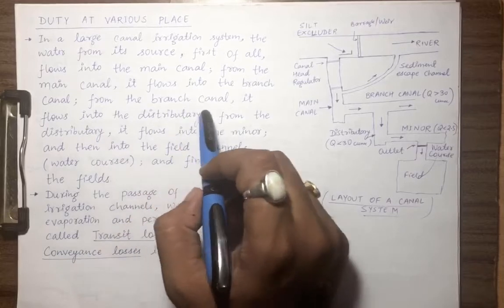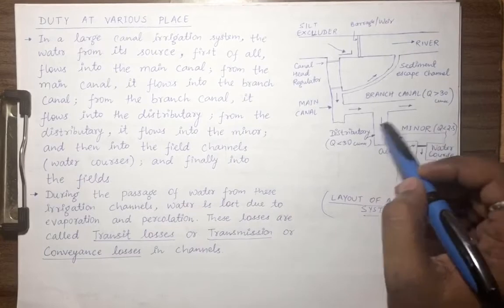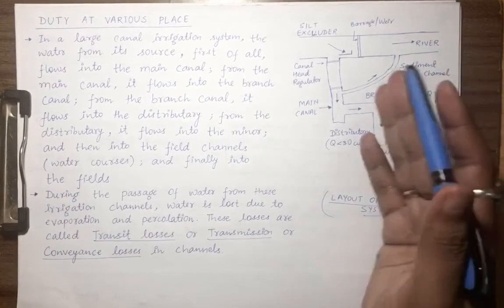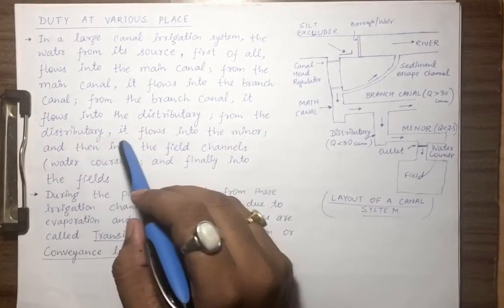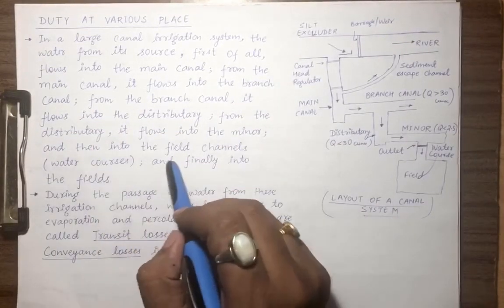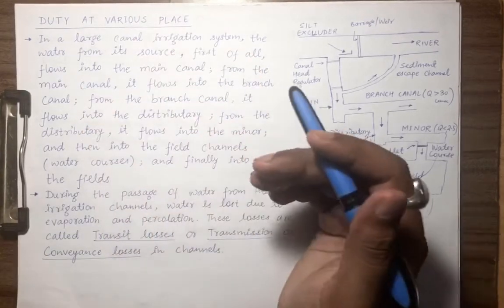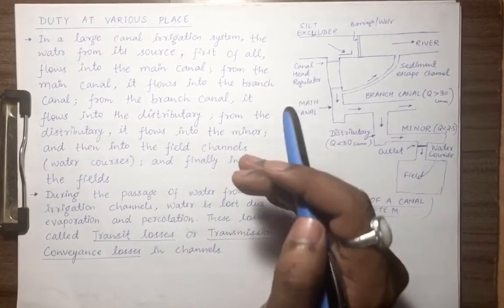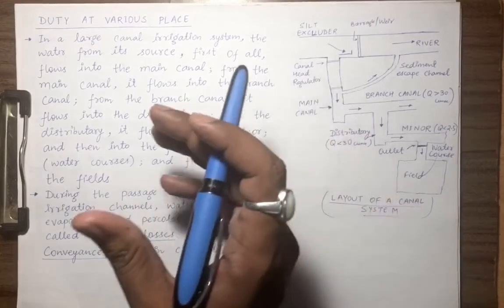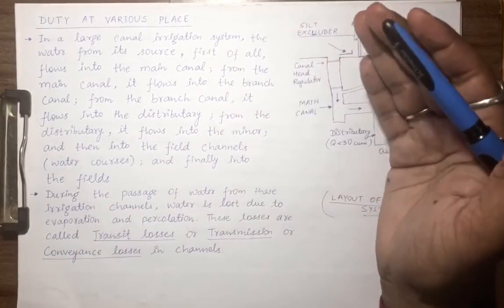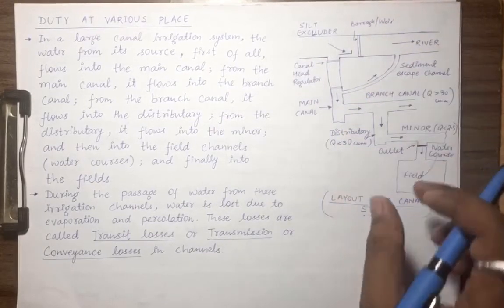Now from the branch canal, it flows into the distributary. From a branch canal there will be one distributary here, and ahead also various distributaries. From the distributary, it flows into the minor, then into the field channel, and finally into the field. This is the route of water followed in a large canal system. Here you can understand how the water is made to reach the field.